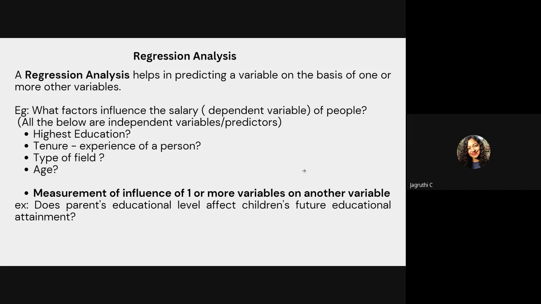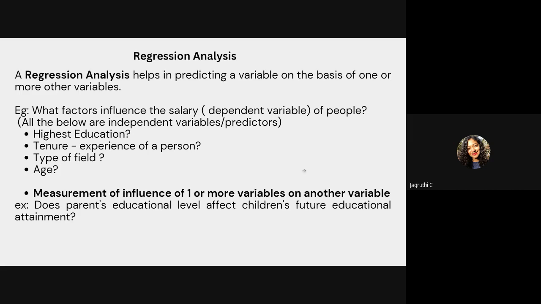Regression analysis actually helps in predicting a variable on the basis of one or more other different variables. So here you actually have two things. You have your dependent variable and you also have your independent variable. Independent variables are also called predictors over here.